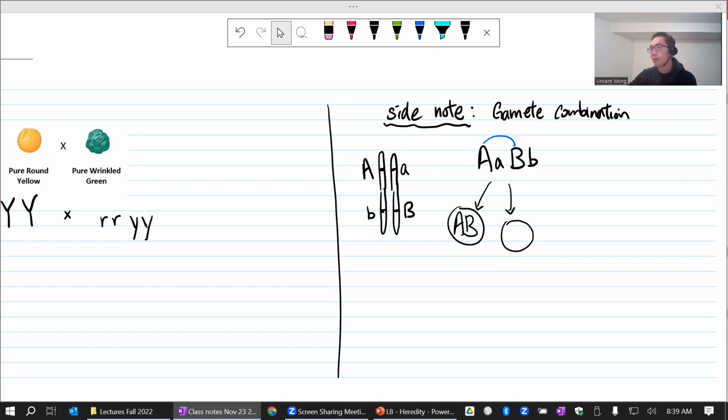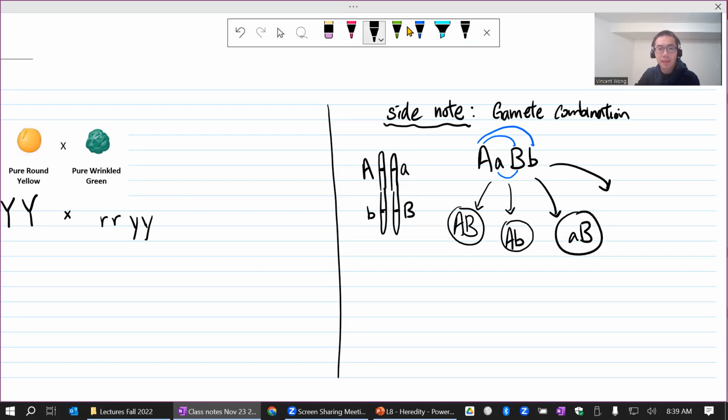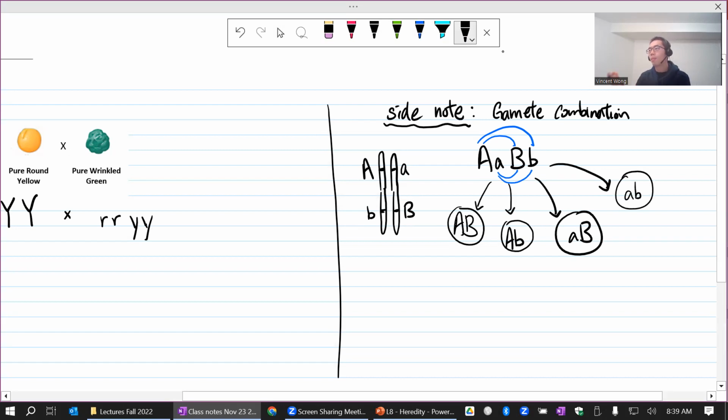Just type it out. Yes, big A and small b. Okay, I can have another possible combination, small a, big B. And lastly, small a, small b. Right? These are all the possible combinations, 4 different kinds of gametes.